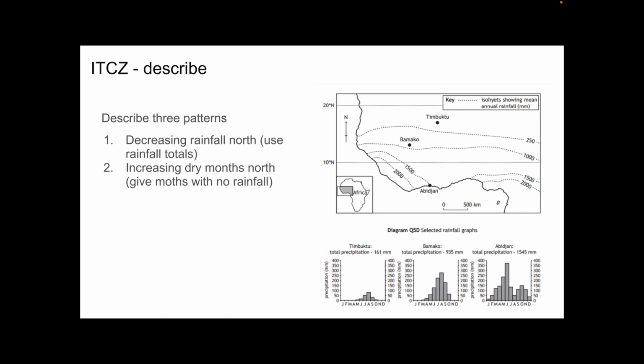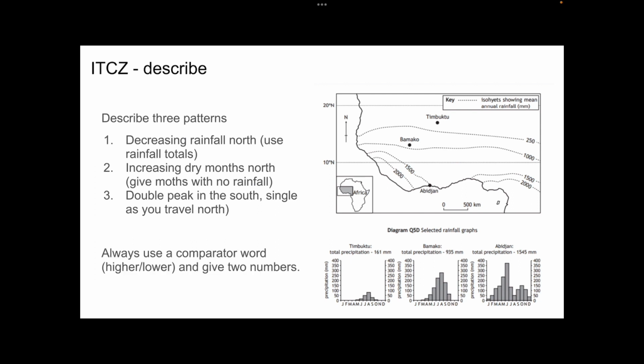For example, in Abidjan, it rains all year round. In Bamako, there is no rain from November to February, and as you travel even further north in Timbuktu, there is no rain from November to April. And then finally, you want to talk about the double peak in the south and the single as you travel north. For example, in Abidjan, there are 2 peaks of rainfall in July and October, whereas as you travel north in Bamako and Timbuktu, there's only 1 in the month of August. And you can give the numbers for these as well.